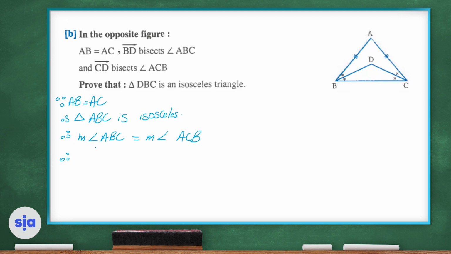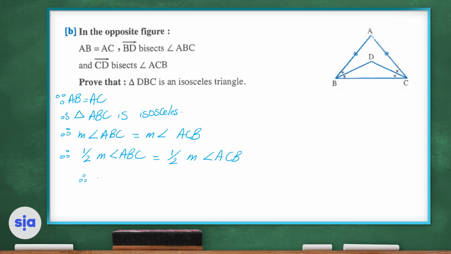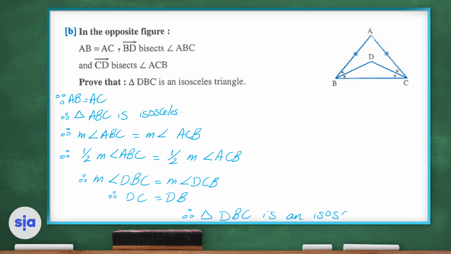Therefore, half the measure of angle ABC is equal to half the measure of angle ACB. Therefore, measure of angle DBC is equal to the measure of angle DCB. So, DC is equal to DB. Therefore, triangle DBC is an isosceles triangle.